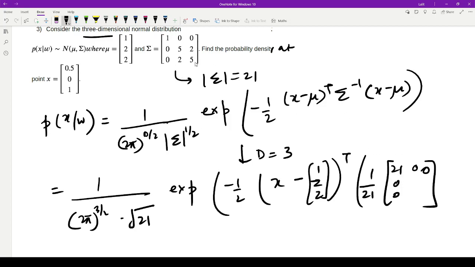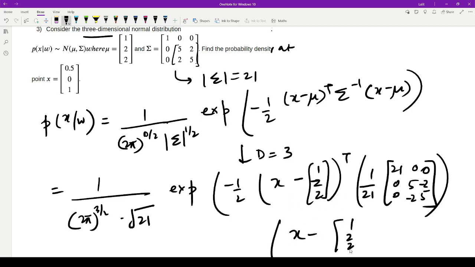Okay. What about this part? This part is just a two-dimensional matrix. Again, we'll use the same thing. We'll swap the diagonals and negate the off diagonals. So this turns out to be sigma inverse. You can just check it. Multiplying this matrix with this gives you identity. Okay.